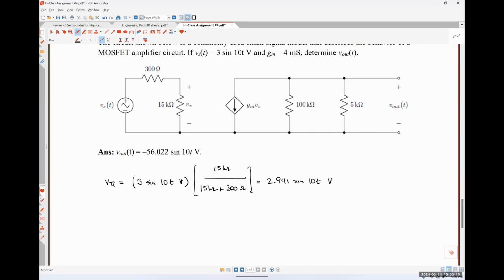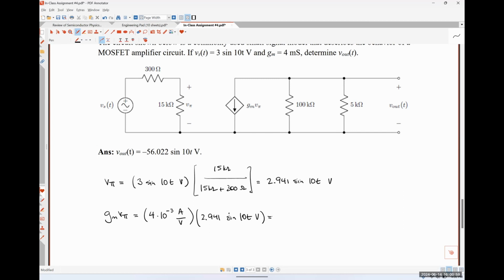So now that we have the voltage V pi, let's solve for Gm V pi. Okay. So Gm is 4 millisiemens. So just so that we're paying attention, a millisiemen is a Siemen times 10 to the minus 3. So 4 times 10 to the minus 3. And if we recall, a Siemen is the reciprocal of an ohm, so it is an amp per volt. And I'm going to multiply this by V pi of 2.941 times the sine of 10t volts.